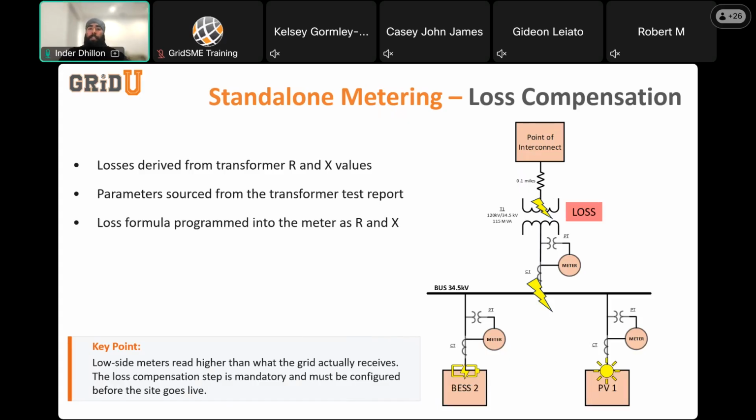So, how do losses actually work? And this is where transformer test reports become a metering document. Each transformer has a factory test report, also called a certified test report or CTR, or manufacturer test report. The report contains the data you need to calculate losses. So things like impedance, excitation current, load losses, and no load losses. From those values, you derive two parameters, R and X, where R represents the resistive losses, the real power consumed by the transformer.